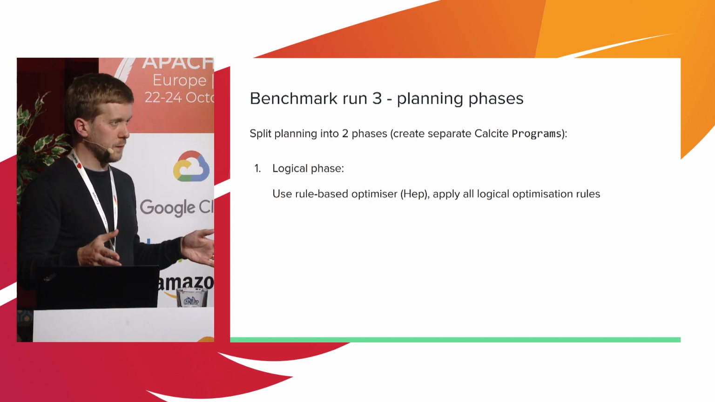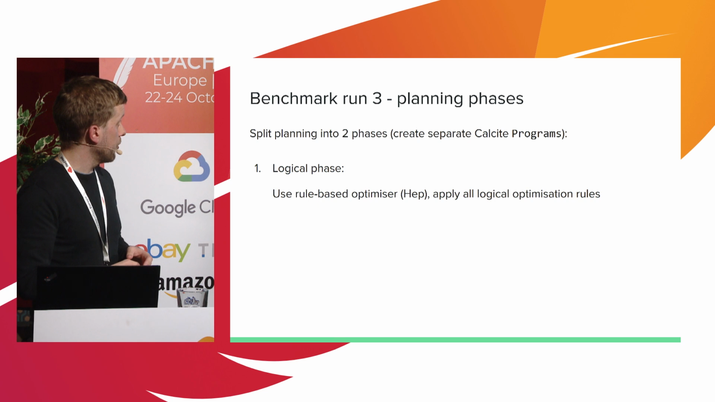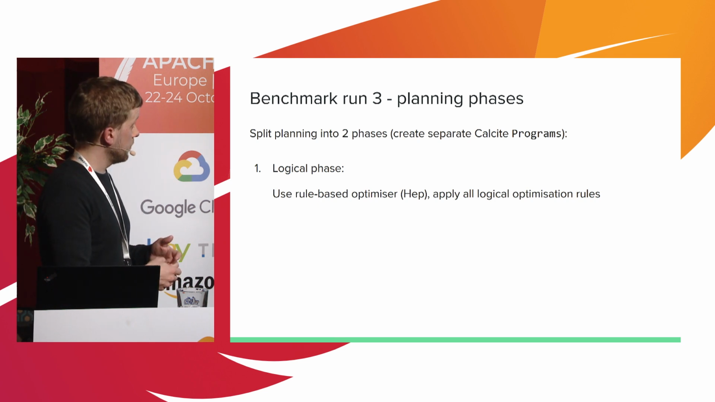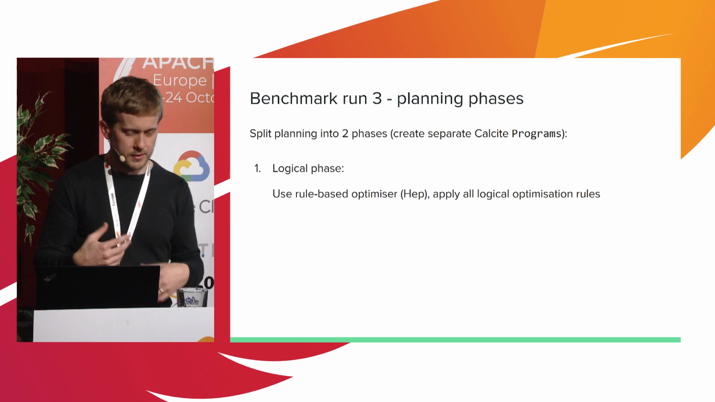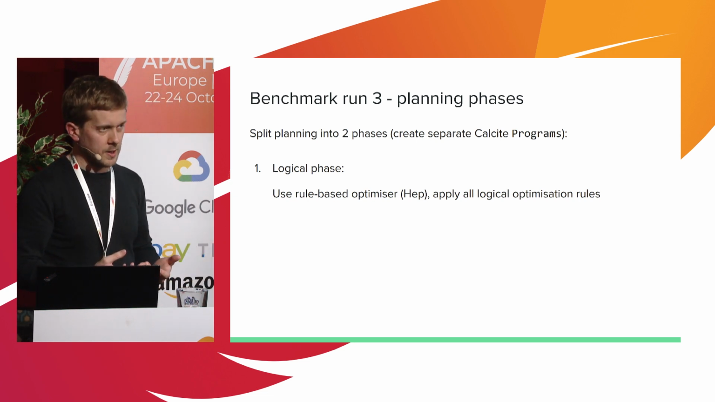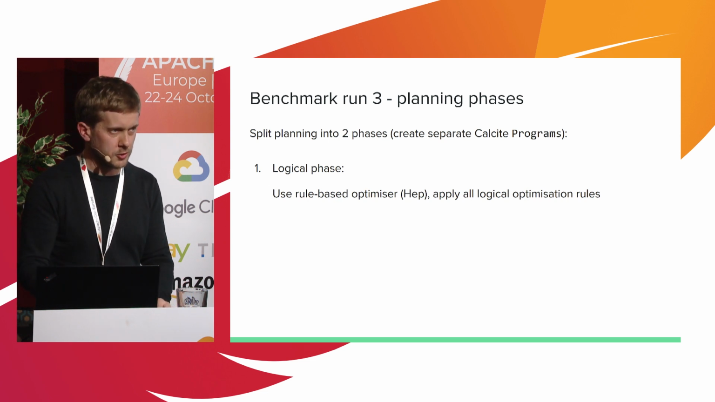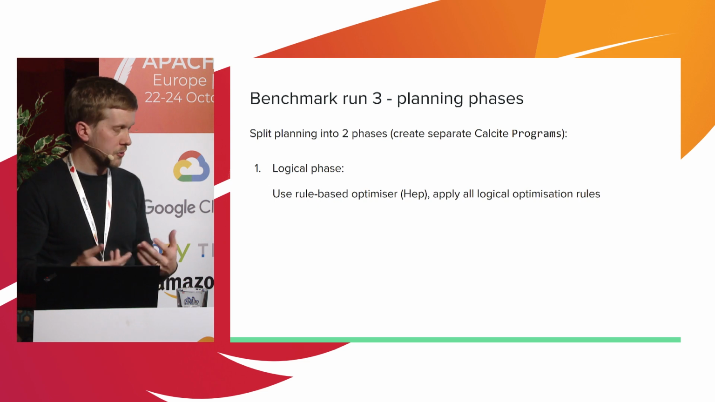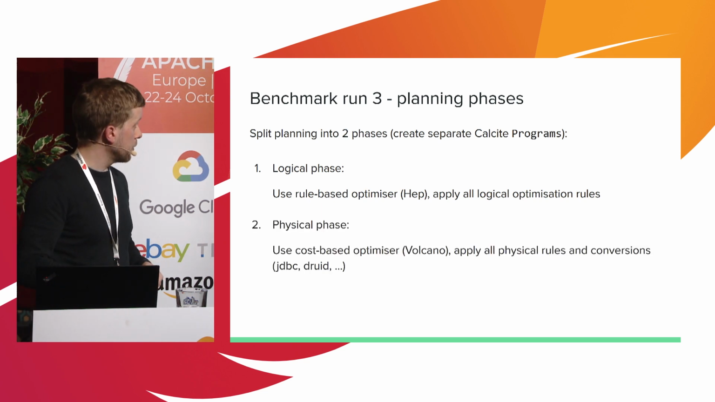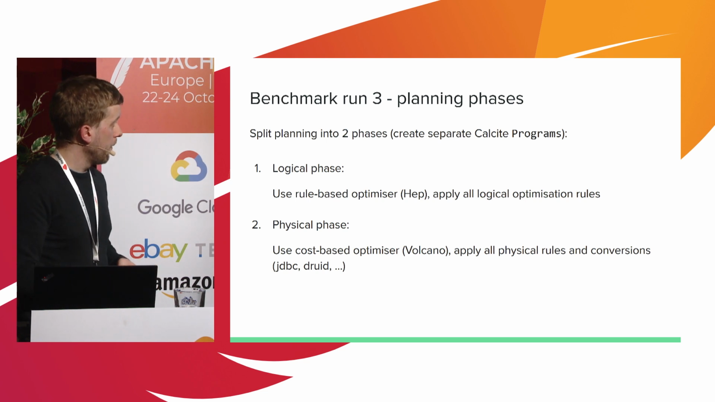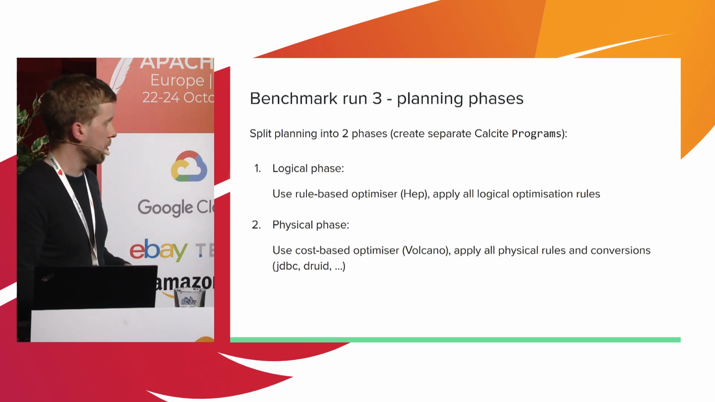what we want to do is now split this up into 2 phases that we'll call a logical and a physical phase. The logical phase we will run through the rule-based optimizer, which is called HEP in Calcite, and here we'll basically apply all of the logical optimization rules. So these steps can be performed without knowing anything about the underlying data sources. So, for example, it's always good to push a filter into a join, like these kind of rules. It's kind of always good to do them. So this would be our logical phase, and then the physical phase will actually use the cost-based optimizer again, and we'll apply all of these kind of the final physical rules and conversions that are needed to actually execute the query.